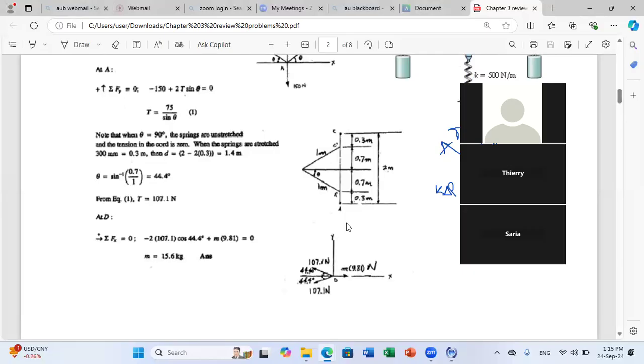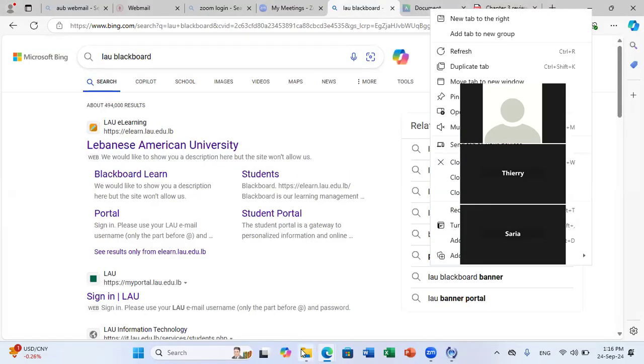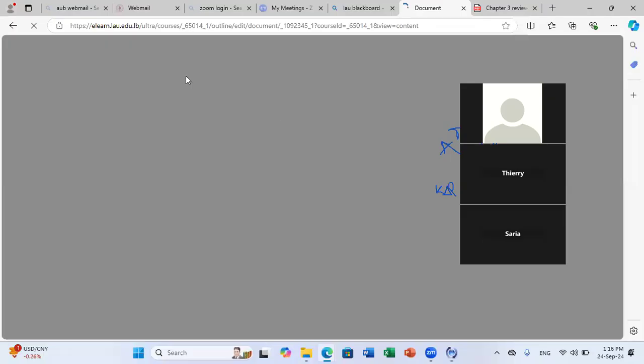You want me to scroll down to another problem? I am looking at chapter 2, the review problems of chapter 2. Okay, 1 minute. Let me open it. Problem 6. Okay.